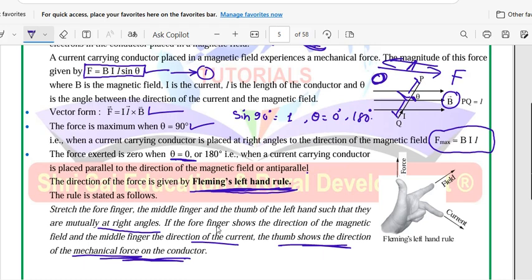Suppose you stretch the left hand with the fingers perpendicular to each other, the thumb, middle finger and forefinger are mutually perpendicular. Here the thumb indicates the mechanical force, that is F bar, the forefinger indicates the magnetic field, that is B bar, and the middle finger indicates the current, that is I.